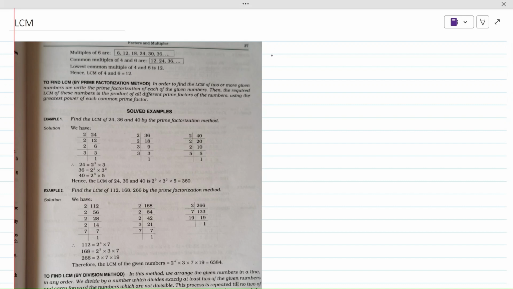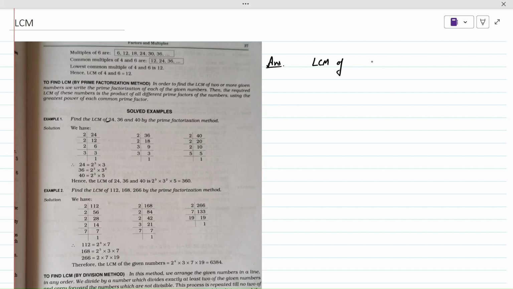The first one is the prime factorization method and the second one is the division method, and both the methods are very easy, kids. So let's start with the very first method, that is to find the LCM by prime factorization. So kids, what I'm doing here is I'm taking an example first and then we will go about it. I'm taking LCM of three numbers. So I'm taking the same question.